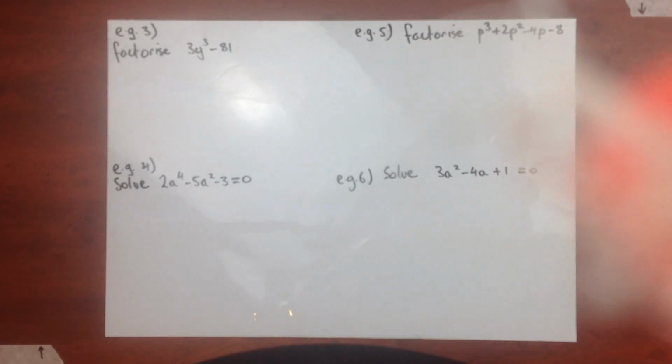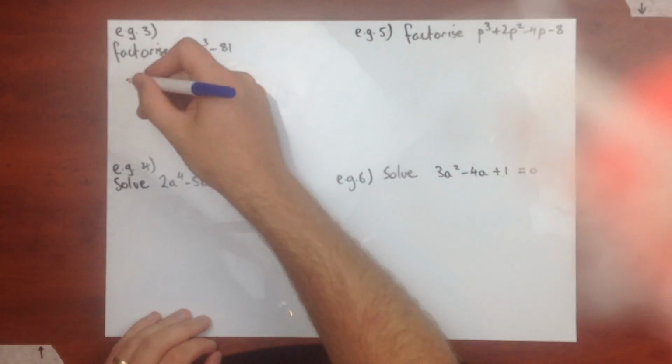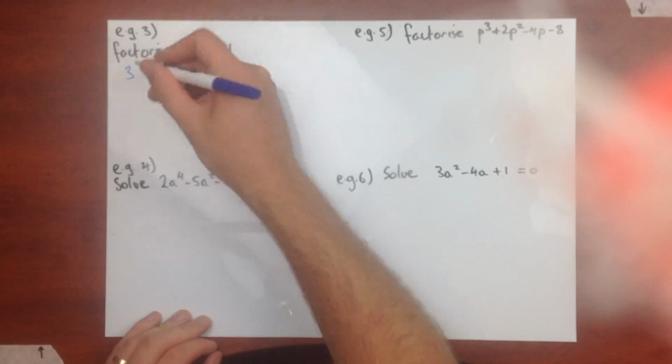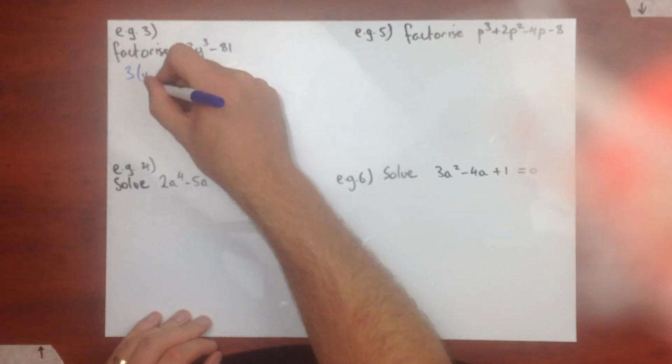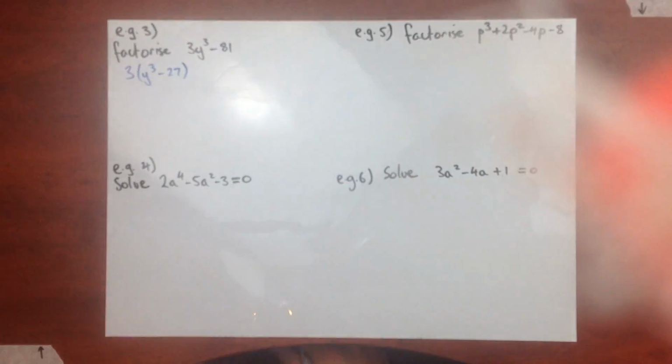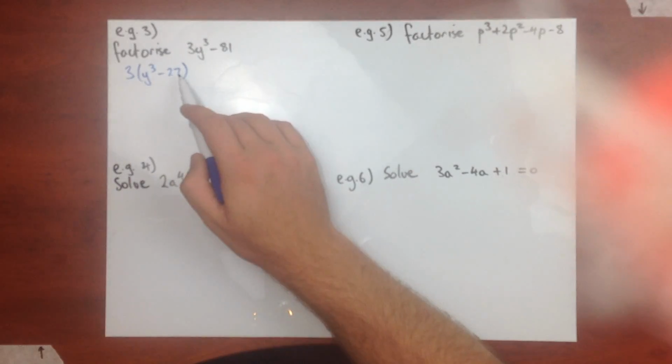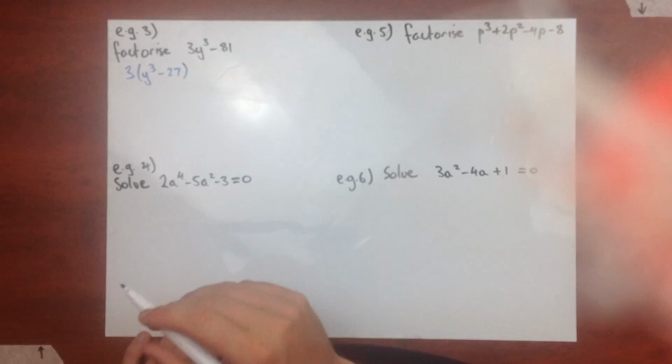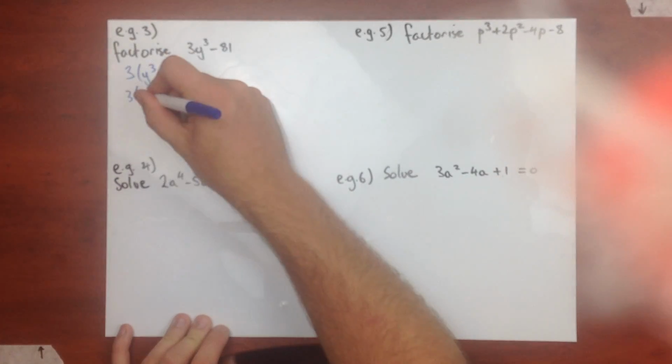So our first one, example 3, we've got factorise 3y cubed take 81. Now the first thing we're going to want to do here is take our 3 outside of our y cubed take 27. So 3 is a factor of 81. Now what we can see here though is we've actually got one cube and another cube, because 27 is of course 3 cubed.